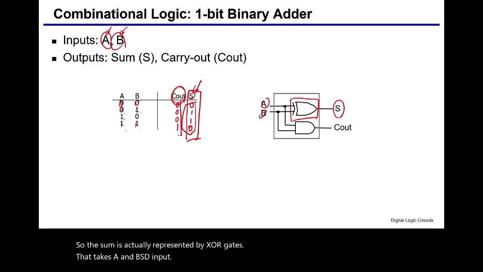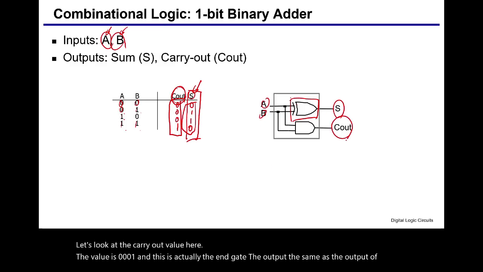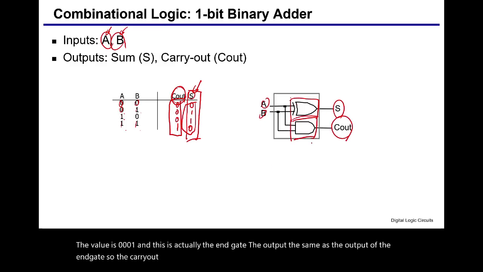Let's look at the carry-out value here. The value is 0, 0, 0, 1, and this is actually the same as the output of the AND gate. So the carry-out is simply represented by an AND gate. Right?